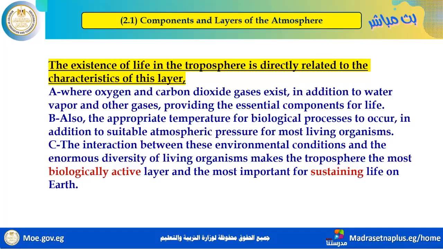By interaction, we mean interaction between all living organisms, which makes the troposphere the most biologically active layer. We all live on the Earth, so it is the first layer. Under this layer, all living organisms interact with each other, which is sustaining life, meaning continuity of life. So this layer is more active because all living organisms interact with each other. We get food from this layer, and we grow a lot of plants. This is called sustainability, as we studied before, sustaining life on Earth.